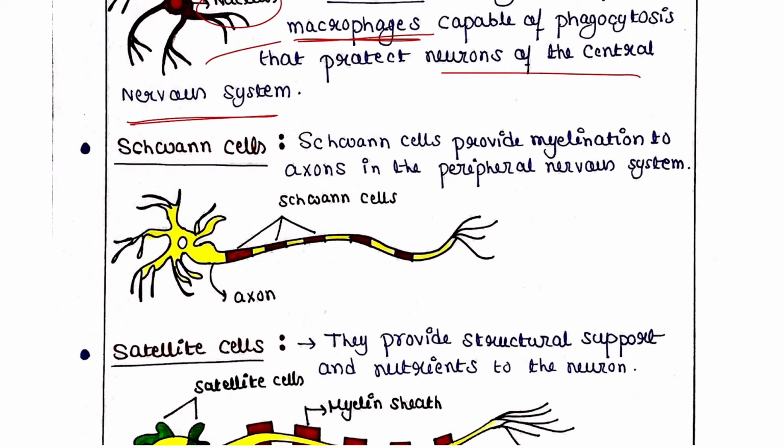Next is Schwann cells. These cells are found in the peripheral nervous system, and Schwann cells provide myelination to axons in the peripheral nervous system. They produce the myelin sheath around the axon in the PNS. Here you can see the axon, and these are the myelin sheath, which are made by these Schwann cells.